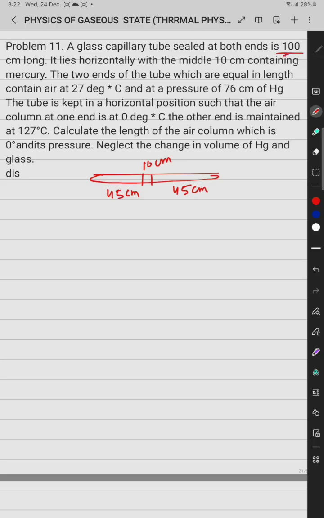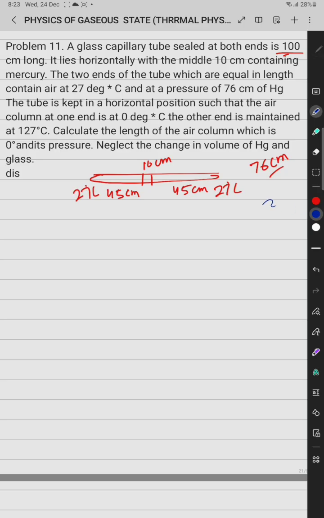Horizontally रखा है and the initial pressure 76 centimeter of mercury है. The tube is kept horizontal such that the air is at 27 degree and 0 degree, और दोनों का टेम्परेचर इनिशियली 27 है, लेंथ भी इक्वल है.